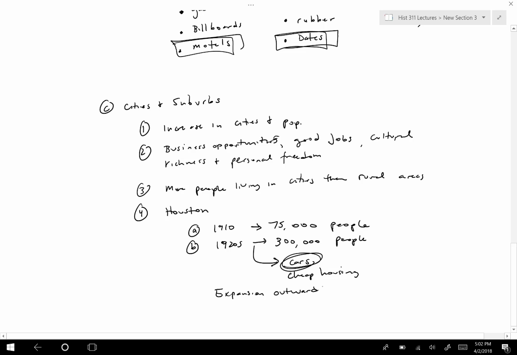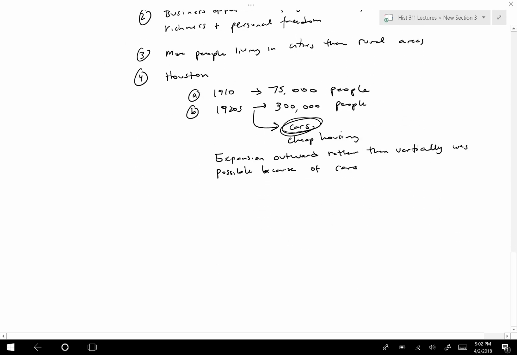Expansion outward, rather than vertically, in a city was possible because of cars. So this underdeveloped land opened up, and you had cities grow. But the other part is that this growth led to suburb growth, because as the cities began to expand and increase, they could, not only because of public transportation, but also because of having additional areas available that weren't before because of the car.